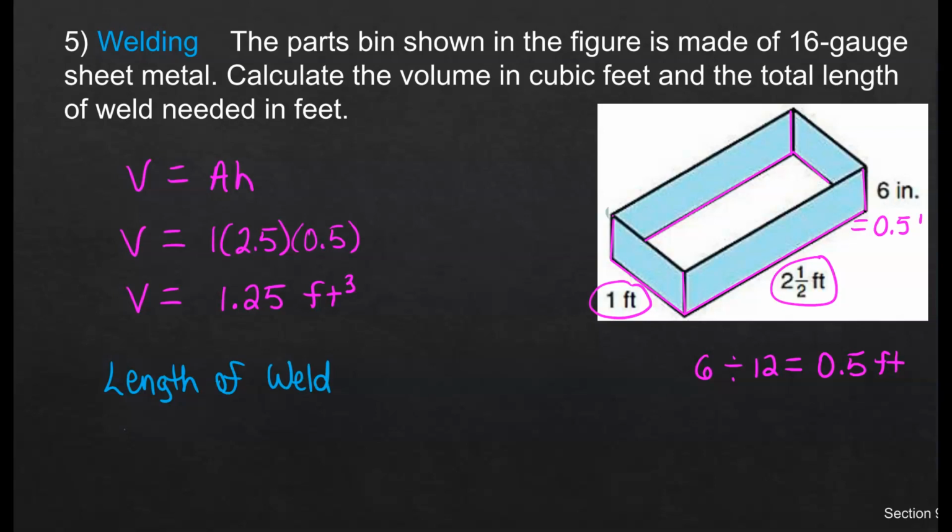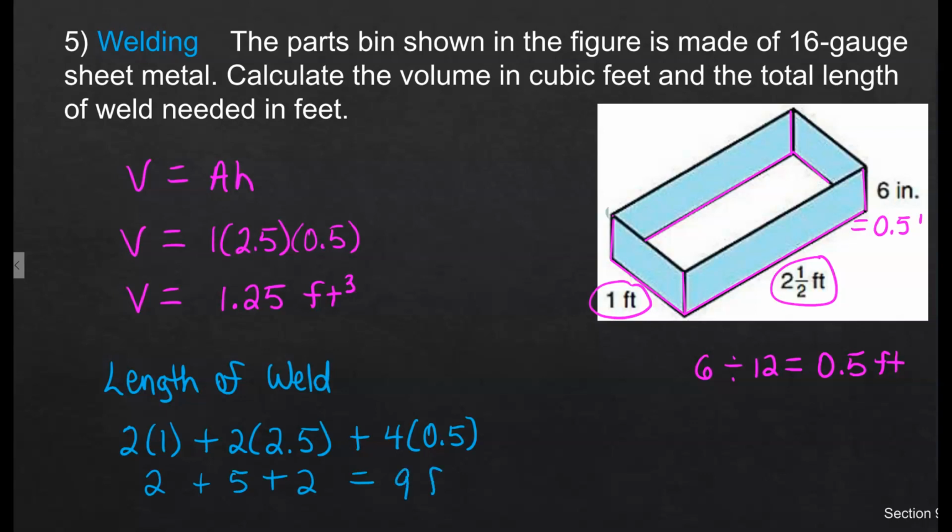And so to find the length of the weld, we simply add up 2 times the 1 foot plus 2 times 2.5 feet plus 4 times the 0.5, that's our corners, right? The corners are going to, there's 4 of those. And so when I add that all together, I'm going to have 2 plus 5 plus 2. So the length of the weld is 9 feet. All right. So that's it for that problem.